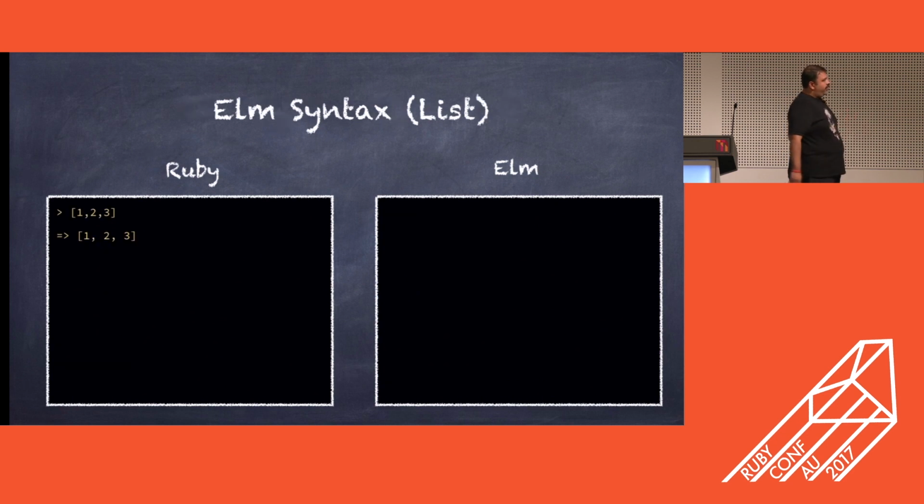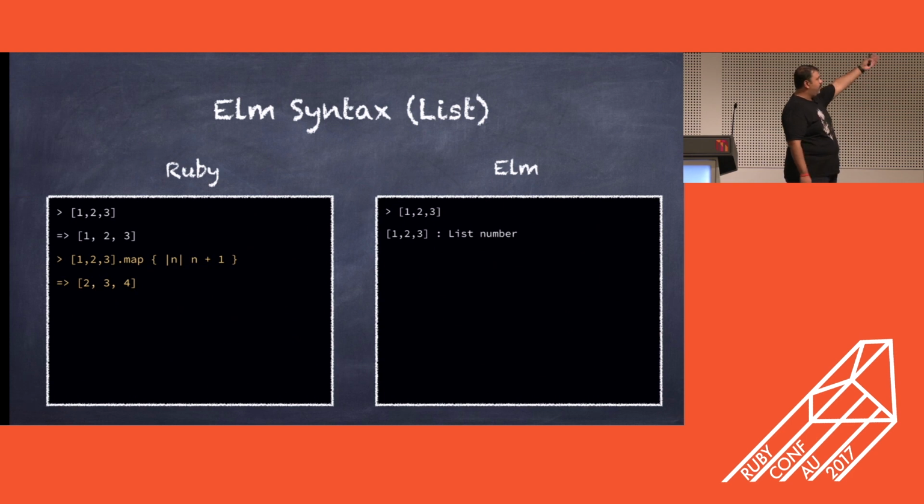Lists are arrays. So in Ruby, this is an array. We denote it by square brackets, so you have 1, 2, 3. In Elm, you can do the same thing, and it returns a type back saying it's a list of numbers. We can do normal operations, how we do in Ruby, just by doing a map. So in this case, we are just adding 1 to each of the members of this particular list. So we get 2, 3, 4 back.